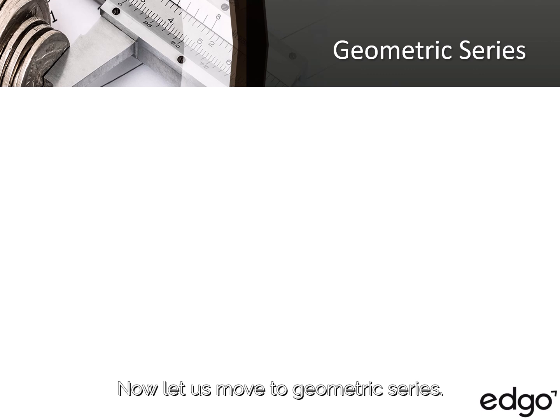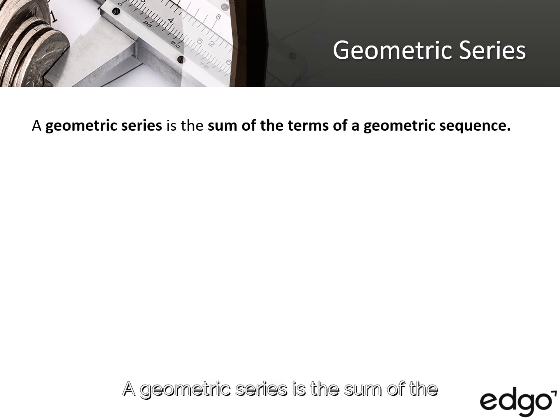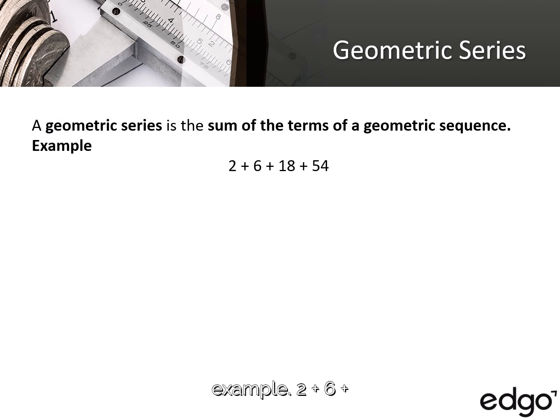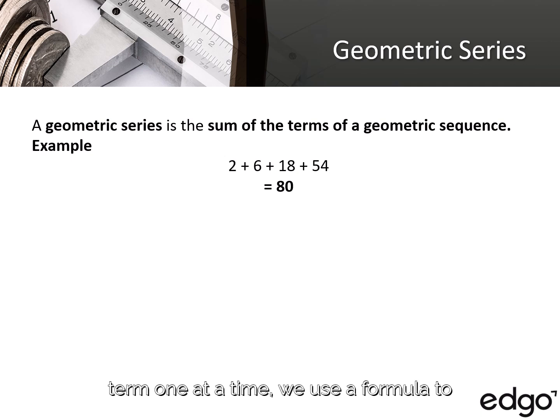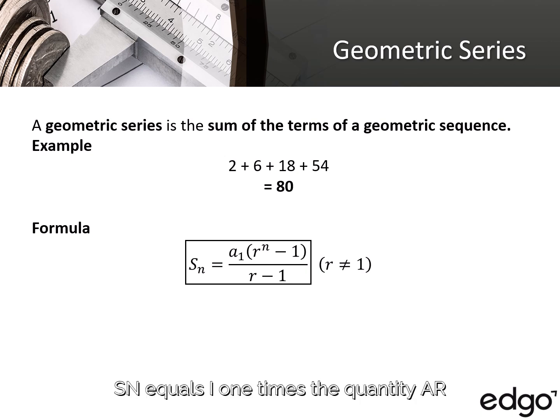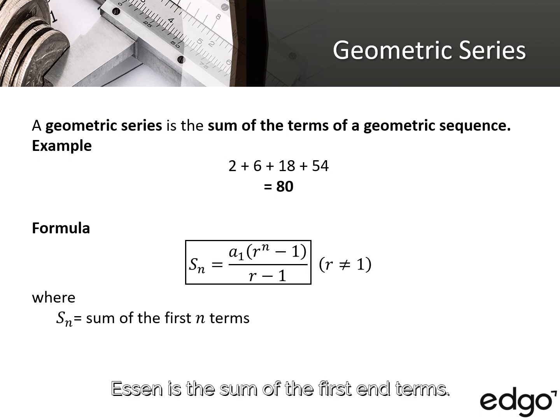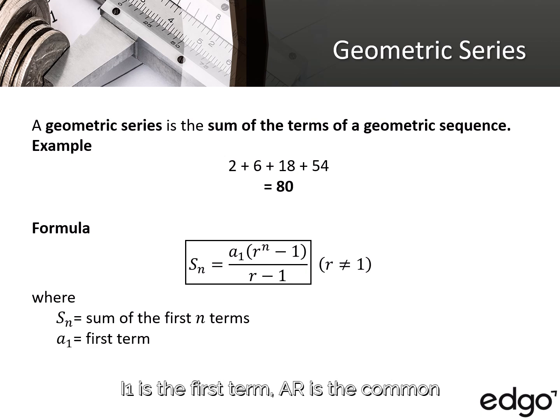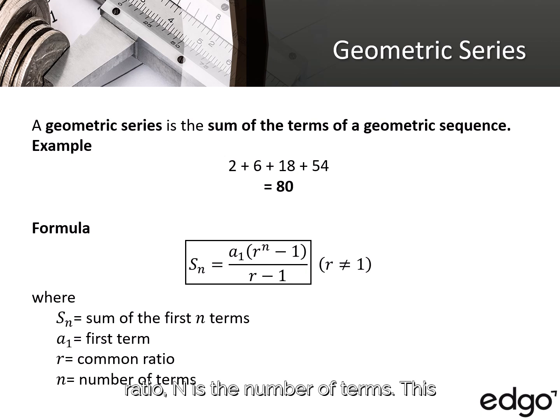Now let us move to geometric series. A geometric series is the sum of the terms of a geometric sequence. For example, 2 plus 6 plus 18 plus 54. Instead of adding each term one at a time, we use a formula to find the sum more efficiently. The geometric series formula is Sn equals I1 times the quantity r raised to the power of n minus 1, all over r minus 1, where Sn is the sum of the first n terms, I1 is the first term, r is the common ratio, and n is the number of terms. This formula allows us to find the sum of a geometric series quickly, especially when the series contains many terms.